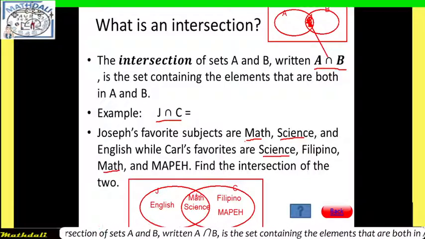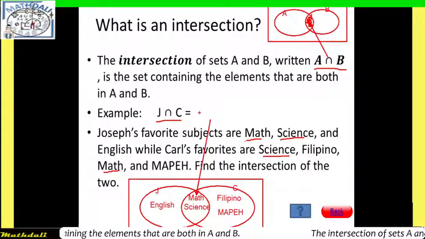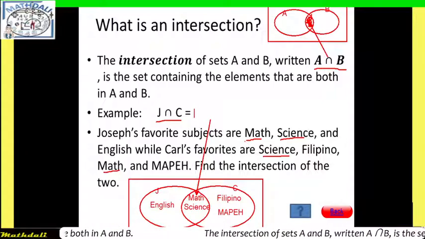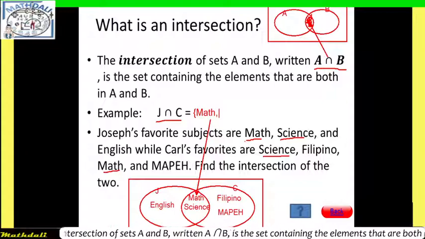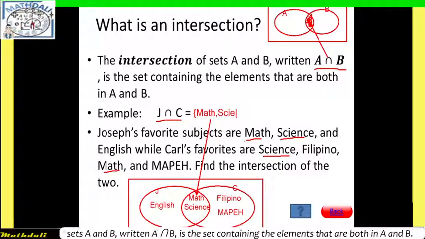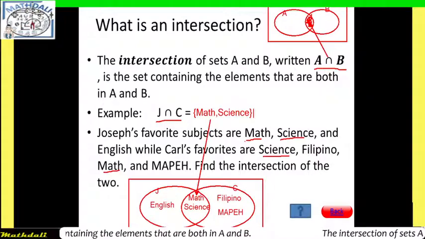So hanapin ninyo dito kung ano ang common element sa dalawang set. And that is the intersection. We have math and science. Dito natin siya ilalagay in set form. Okay, may tanong? Kung wala, let us have another example.